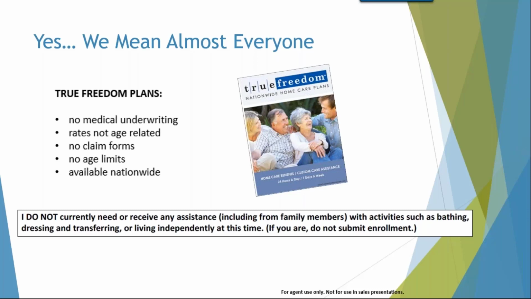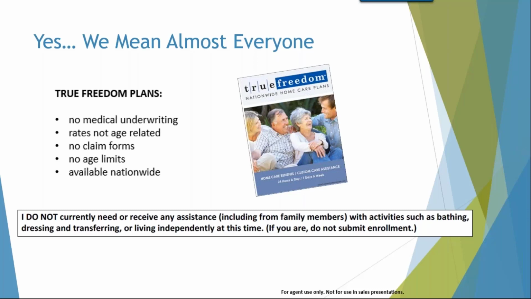And really, when I say we can help almost anybody, I really mean it, because if you look at True Freedom, it's a great example. It's in all 50 states. It's really not a true insurance plan. It's basically a prepaid type plan. But the good news about that, there's no medical underwriting. Tell you what, just about anybody can get it. You can see a little box there.